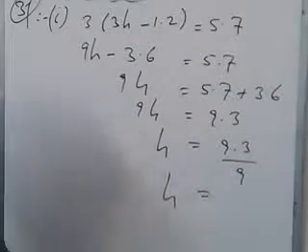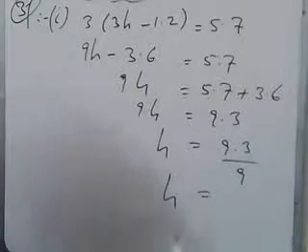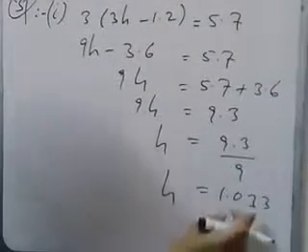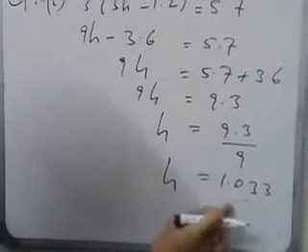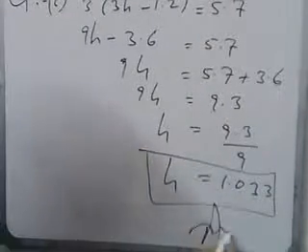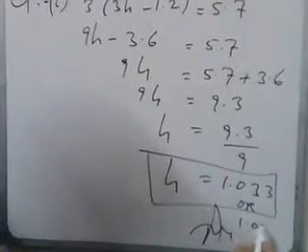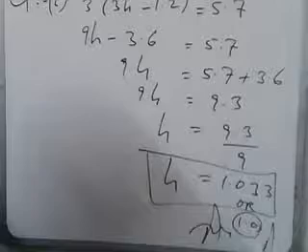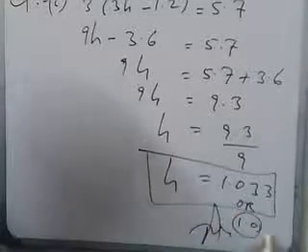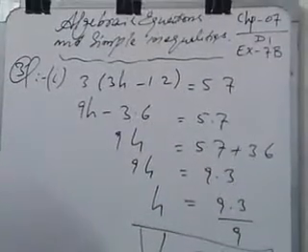So divide by 9, you will get 1.033. If you take the 3 decimal places, then it is okay. Otherwise, you can take also, for example, you see that 1.0 is also okay. So here is the result. So my dear students, we have completed this exercise 7B.